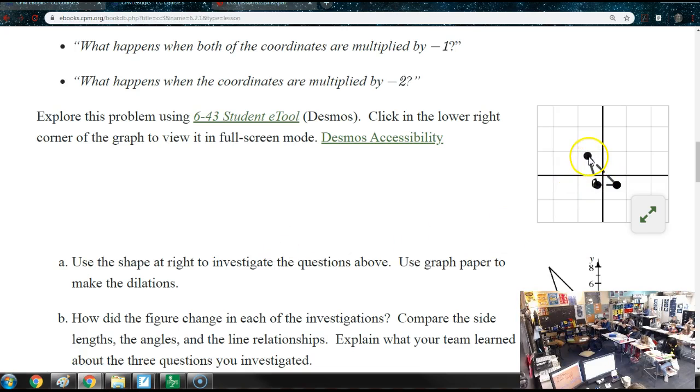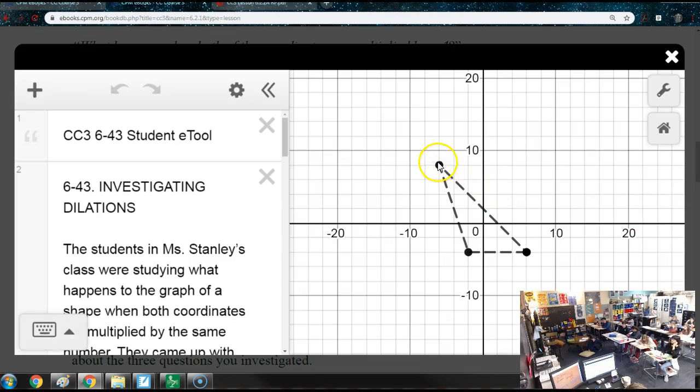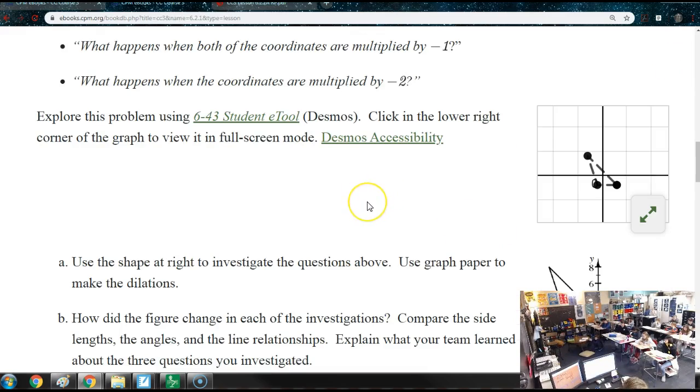Multiplying the x's by the negative flips it over here. Like this point would come over here. These points would come over there. This point would come over there. Then the y's get multiplied by the negative. The whole thing flips across the x-axis. And then it expands, doubles in size. Yeah, stretches.